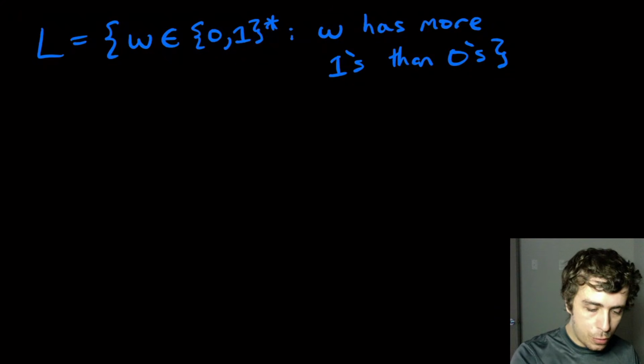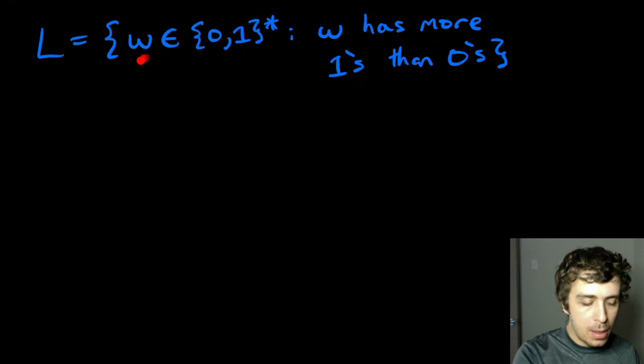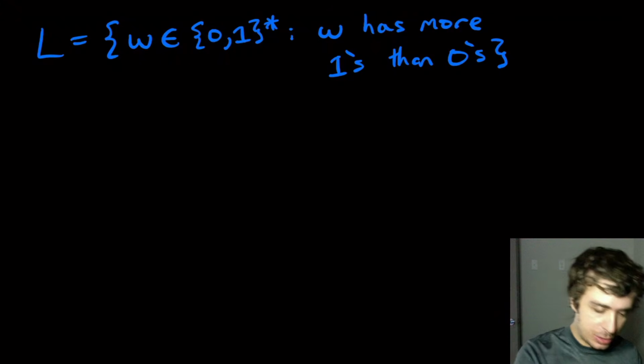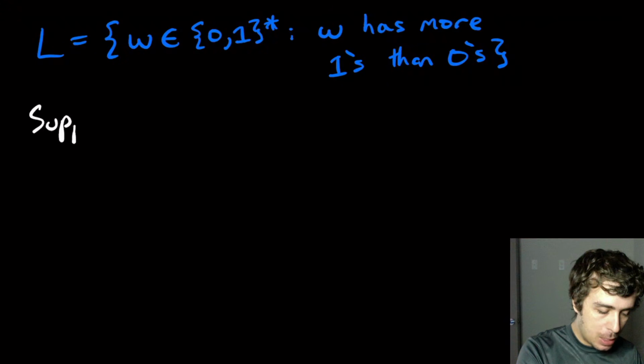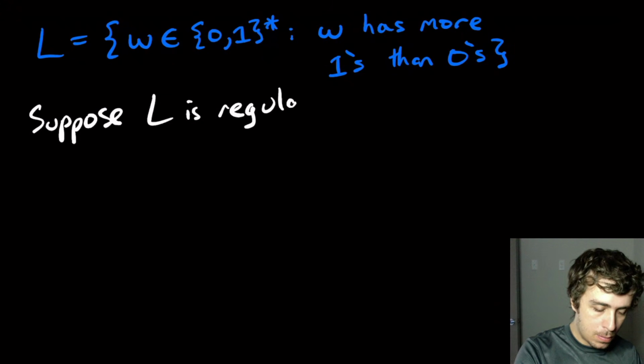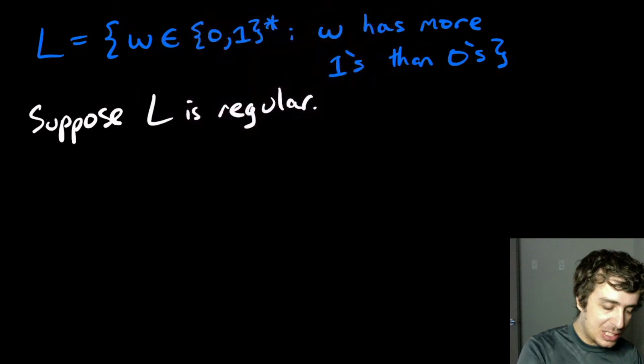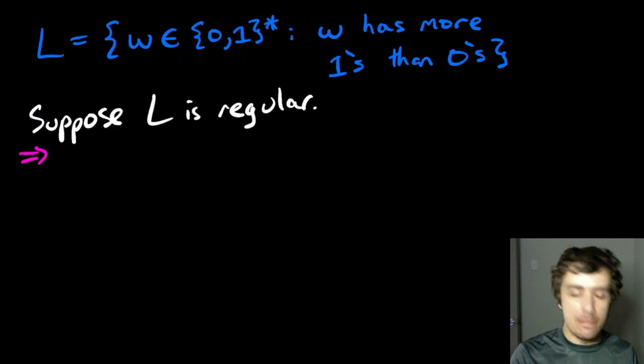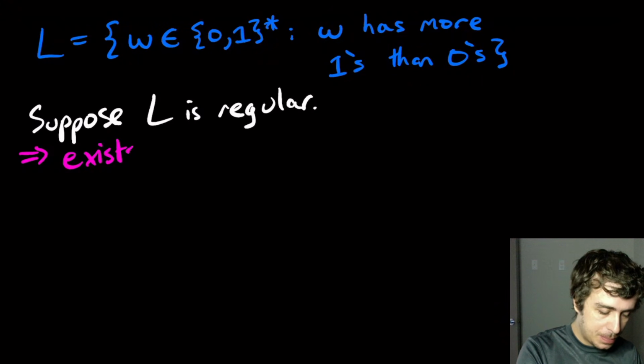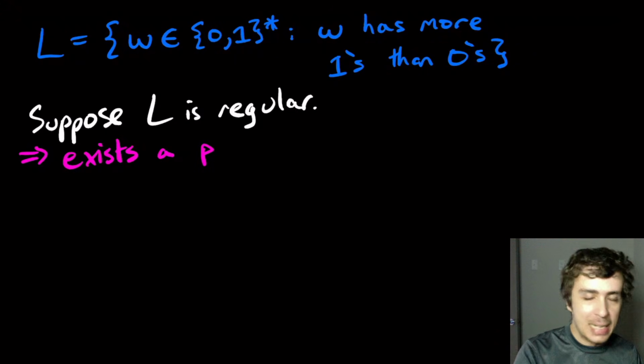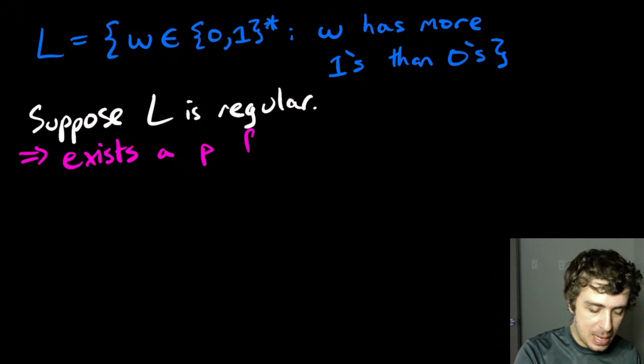All right, so let's prove that this language, which I'm going to call L, is not regular, where W is any string in {0, 1}*, and W has more ones than zeros. So let's start the proof as we normally would. We suppose that L is regular. Then, of course, there exists a pumping constant P for L. I'm just going to shorthand it and call it the variable P for L, just for simplicity.